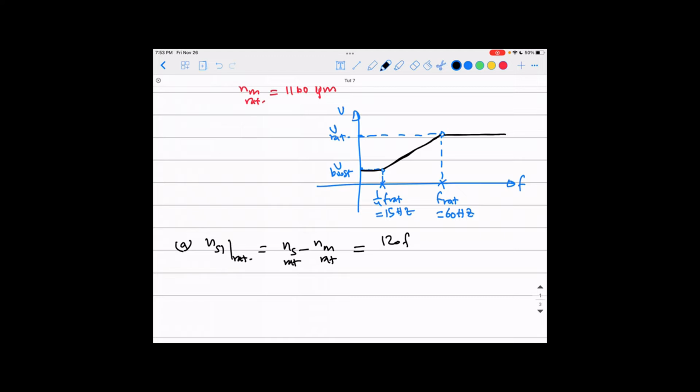That equals 120 F rated over P minus N_m rated. F rated is 60 Hertz, the number of poles is 6, minus N_m rated, which is given to be 1160 RPM. So this will give you 40 RPM. That's the rated slip speed. Keep in mind I'm talking here about the slip speed, not the slip. The slip is this value divided by the synchronous speed, so don't get confused.